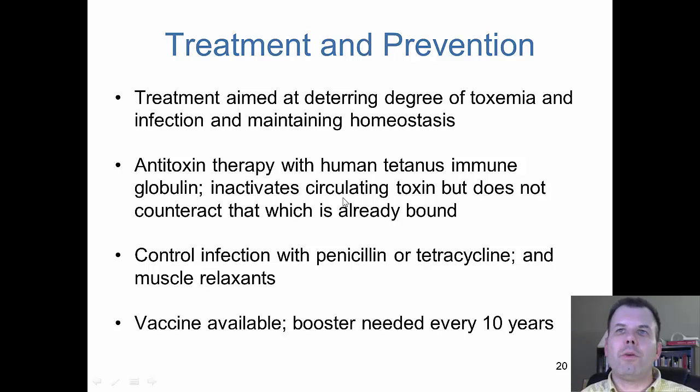Okay, now how do we treat it? Well, it's aimed at deterring the degree of toxemia. So again, once the bacteria is in you, it starts releasing that toxin. So what we'd like to do is give you an antitoxin therapy to block the toxin to prevent the inhibition and the contraction part. Again, it inactivates the circulating toxin, but it doesn't do anything to what's already bound. So that's the problem. So then what you have to do is you have to wait until it becomes unbound. And so you have to control the infection with penicillin, tetracycline, and then part of the therapy is giving muscle relaxants, so that it will calm down the muscles, and so it will relax and eventually work again.